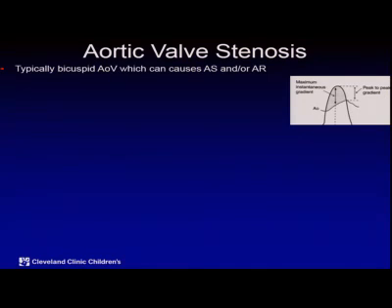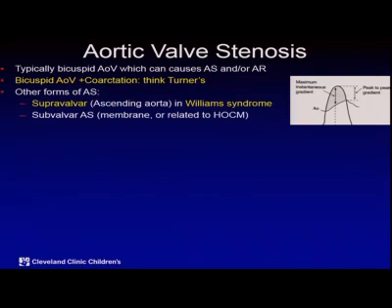Typically, it's due to a bicuspid aortic valve, which can cause both stenosis and or regurgitation. There's a genetic syndrome that's linked to bicuspid aortic valve and coarctation: Turner syndrome. There are other forms of aortic stenosis not at the valve. They can either be above the valve, such as what you see with Williams syndrome, or below the valve, because either you have a membrane below the valve causing subvalvular stenosis, or such as what we see with hypertrophic obstructive cardiomyopathy. Newborns with critical AS will present with congestive heart failure and shock. They just cannot pump blood to the body, so use prostaglandins to support them.